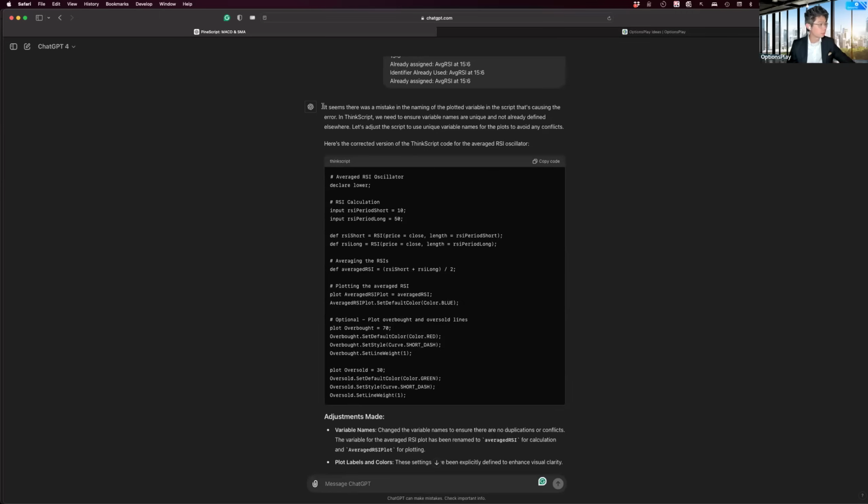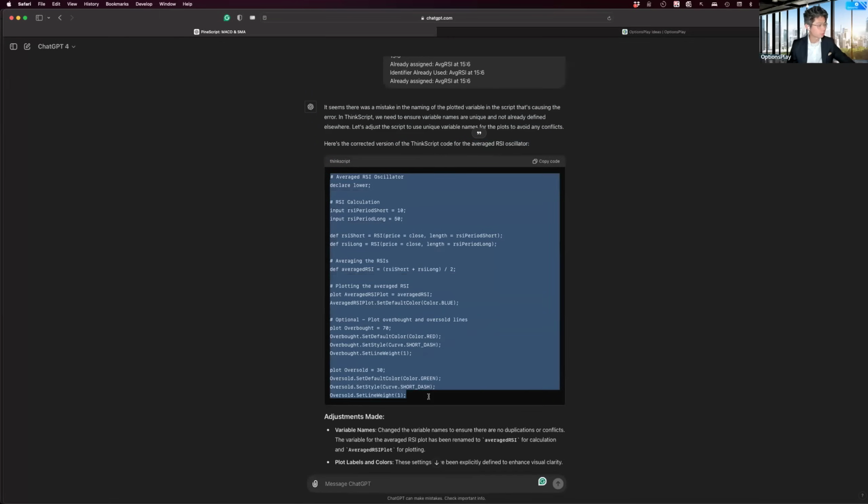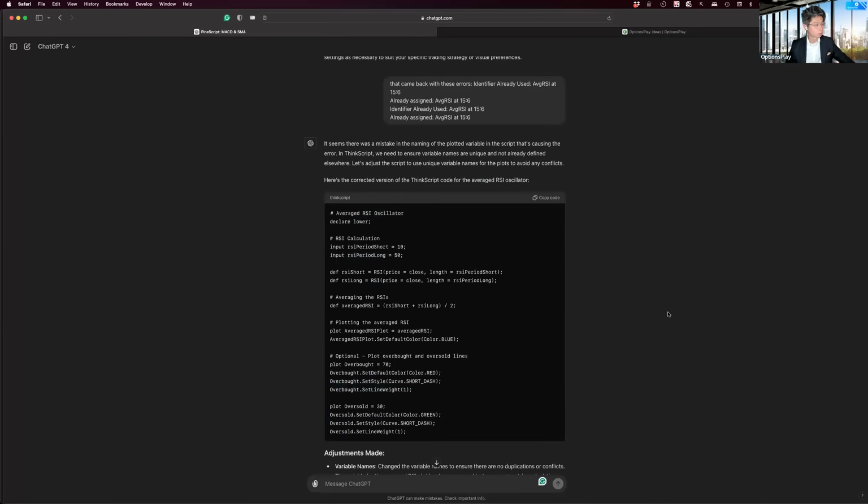So here, I asked it to build me a script for my average RSI oscillator, and it spat out this code that I can copy and paste into Thinkorswim, and now I have this custom indicator built in Thinkorswim.